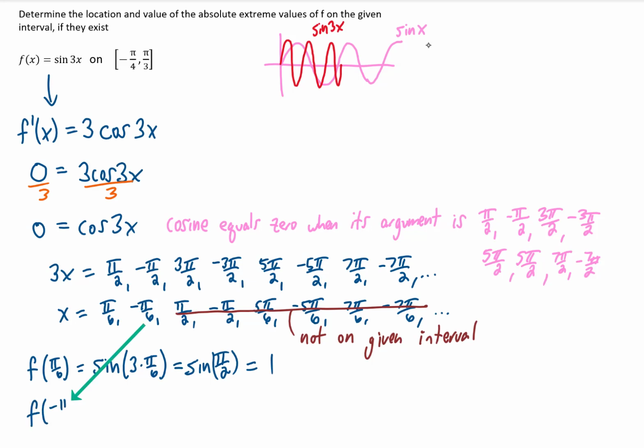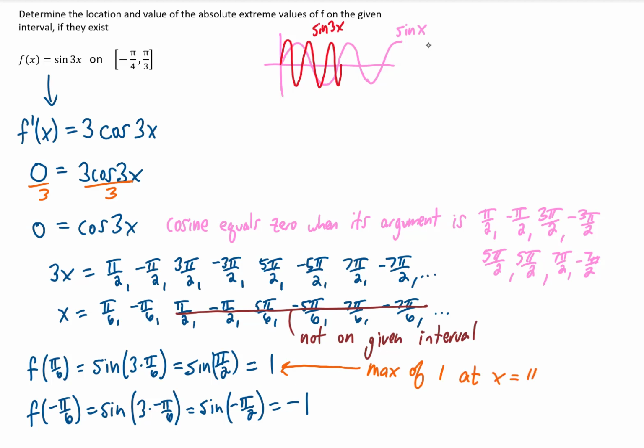And let's do the same thing for x equals negative pi over 6. We end up getting, after simplification, sine of negative pi over 2, and sine of negative pi over 2 is -1. So to summarize, we get a maximum value of 1 at x equals pi over 6, and we get a minimum value of -1 at x equals negative pi over 6. And those are the 2 absolute extreme values on the given interval for this problem.